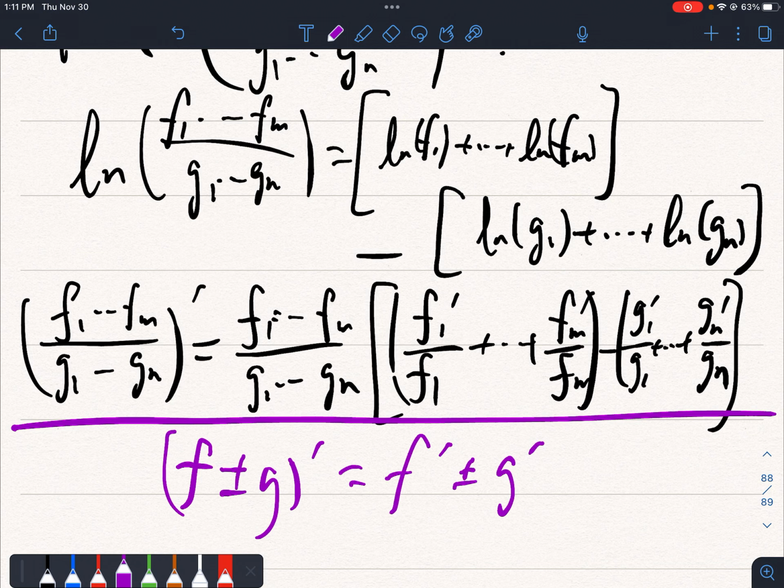And if you have some addition or subtraction, then you just use the simple rule: f plus or minus g prime is f prime plus or minus g prime. Then this will be easy. Okay, I think that would be enough.